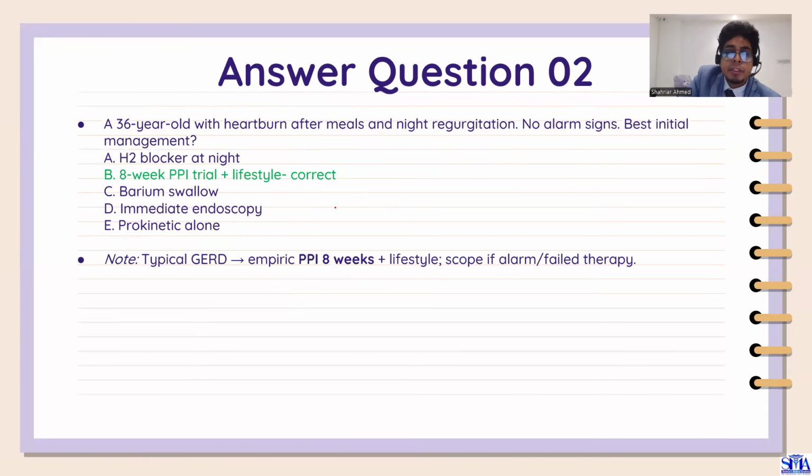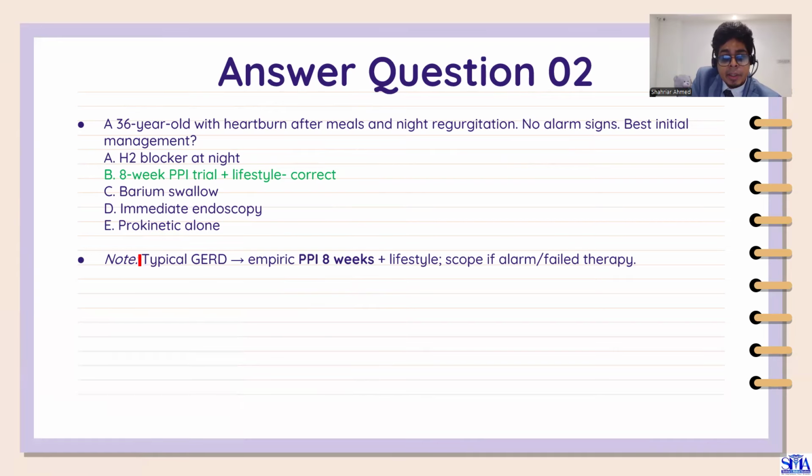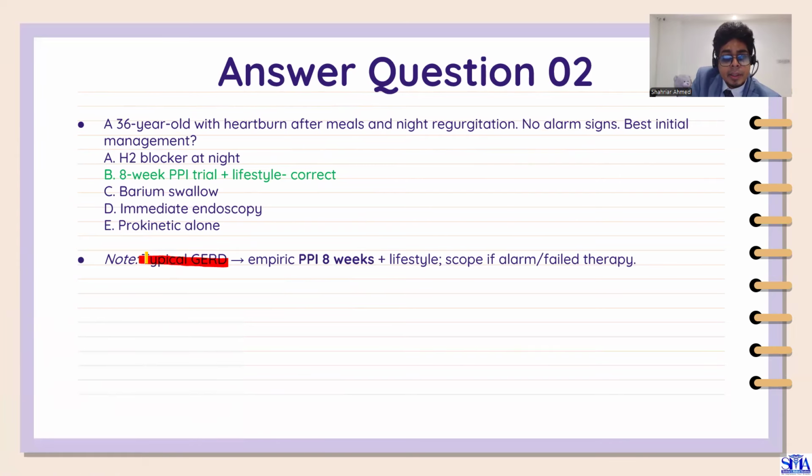So first of all, without any further delay, our diagnosis is that this is a classic case of GERD. Am I right, guys? This is a very classic case of GERD.